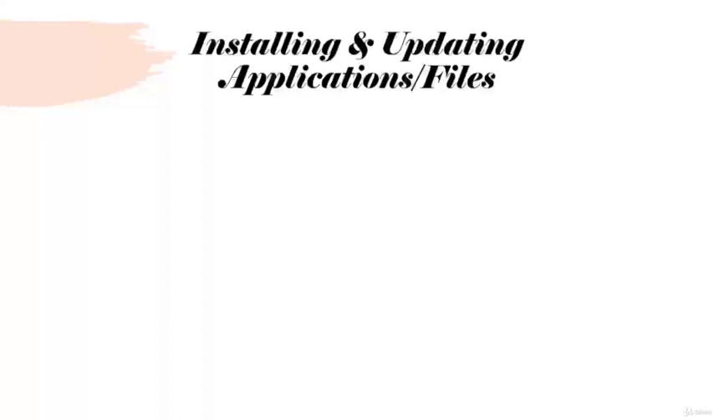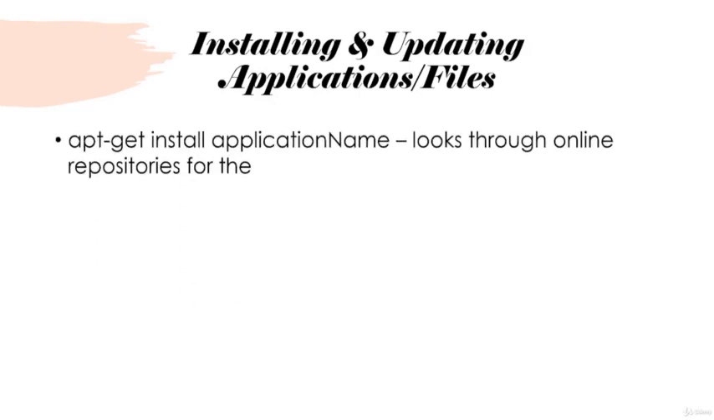Okay, so now that we know some basic Linux commands, let's go over how we can install and update applications and files. So the apt-get install followed by an application name looks online through different repositories that you have linked to your system for the application name, and then it will download it and install it on your computer.